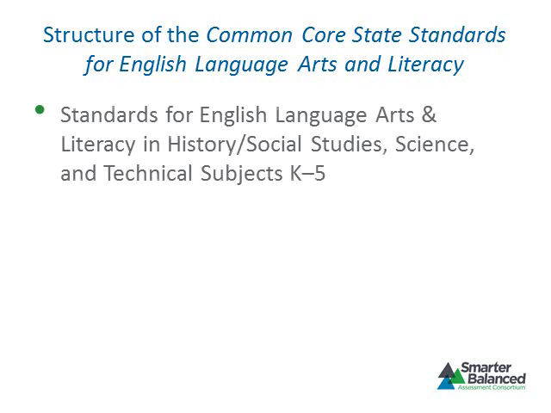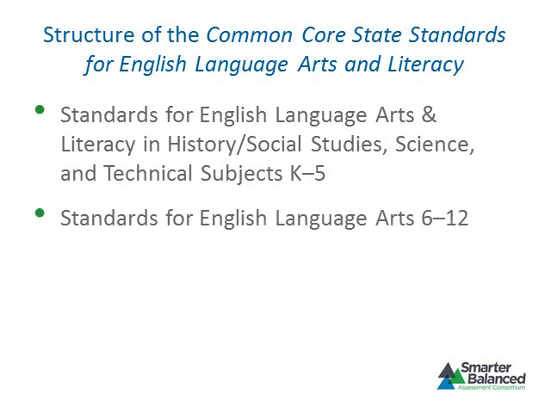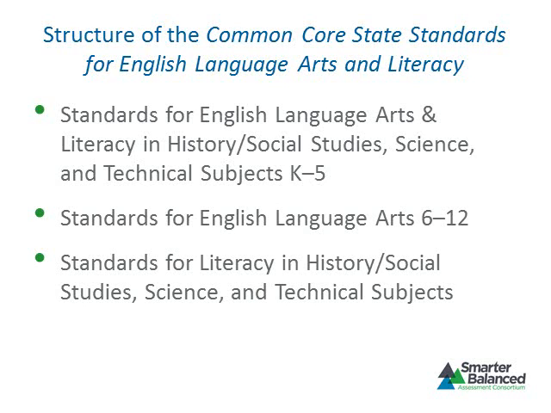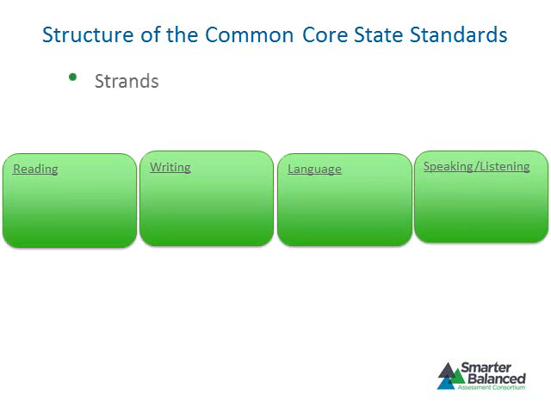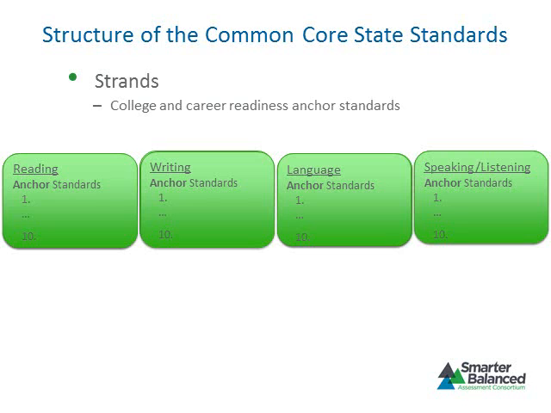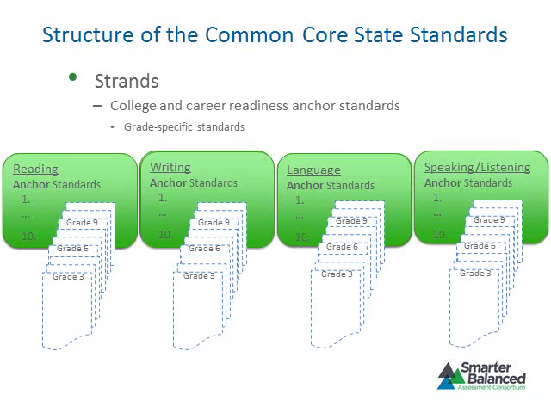The first section focuses on English language arts standards and standards across content areas for kindergarten through 5th grade. The second section focuses on English language arts standards for grades 6 through 12. The final section focuses on middle and high school standards for literacy in history, social studies, science, and technical subjects. Each of the three sections of the Common Core State Standards are further divided into strands, college and career readiness anchor standards, and grade-specific standards.